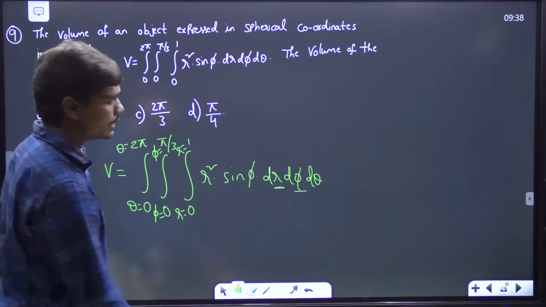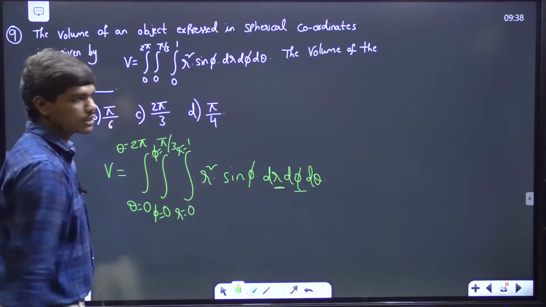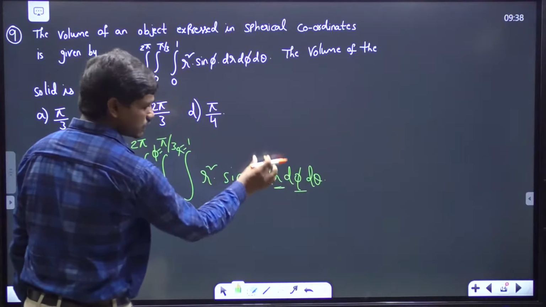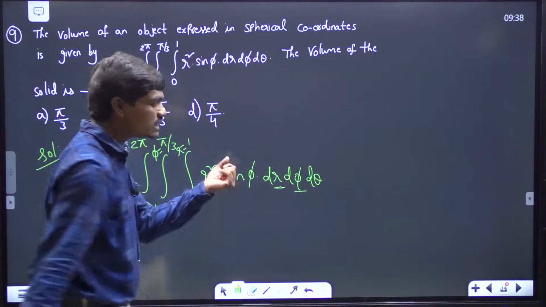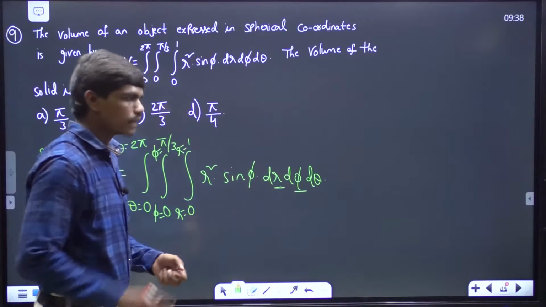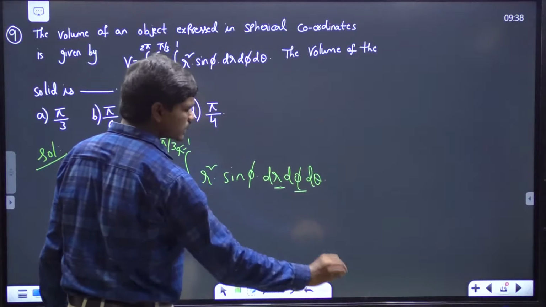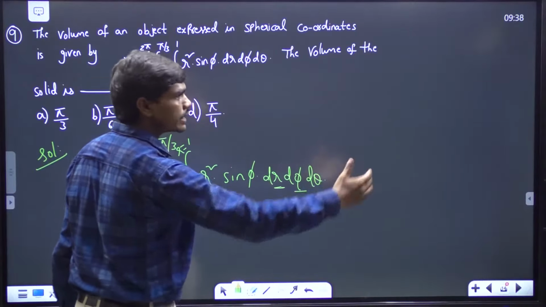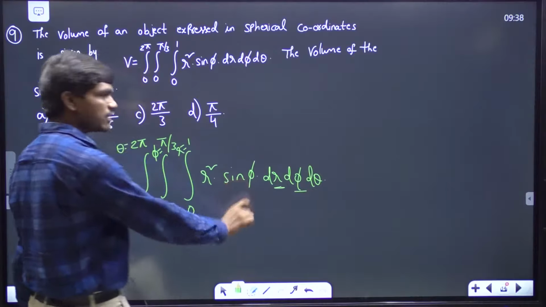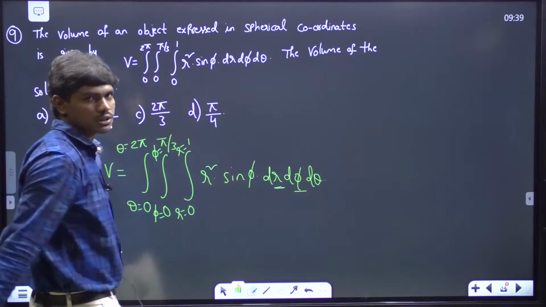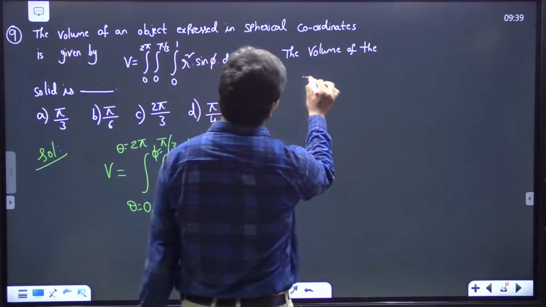Now let us perform the integration. Since all these are constant limits, no issues. Now, since the first variable of integration is r, we'll treat phi and theta as constants. That's what I told you. Whenever you are treating this r as the first variable of integration, you will treat all of the phi and theta as constants, which means if you are treating phi as a constant, this sin phi is also constant. Correct? So let me evaluate this.